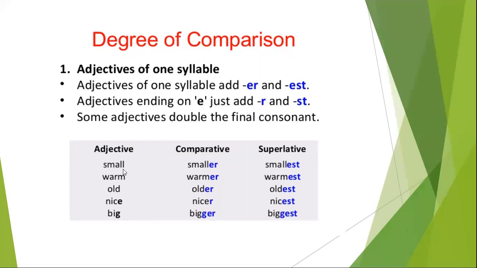Small is an adjective. So when we write in comparative, we should double the final consonant, that is smaller, er. In superlative, smallest. Warm, warmer. In superlative, warmest. Old, older, oldest. So you can see here, nice. The word ending in e, you should add just r in comparative and st in superlative. That is nicer, nicest. Big, bigger, biggest.